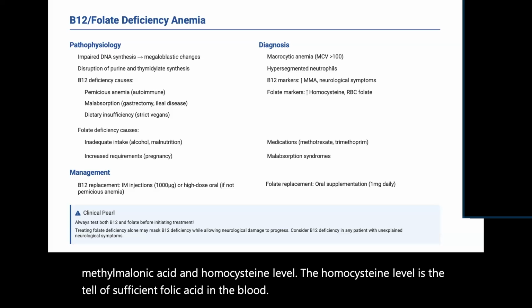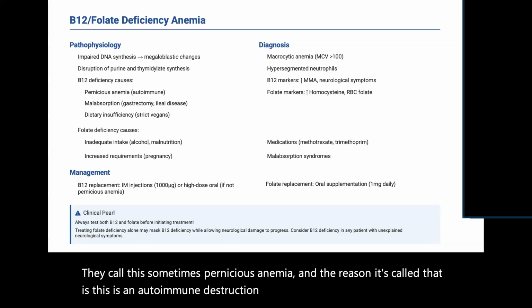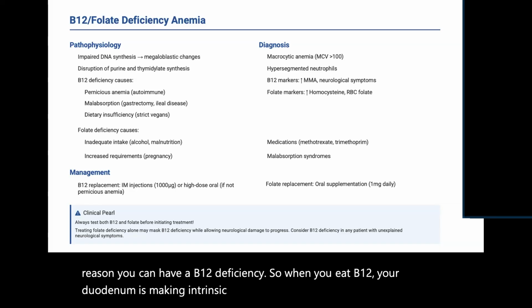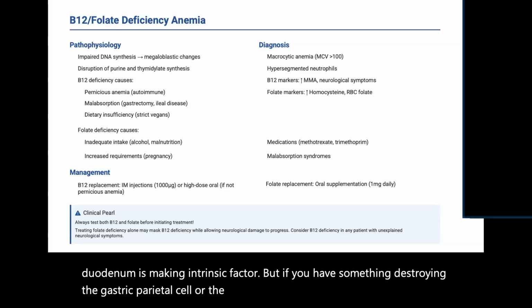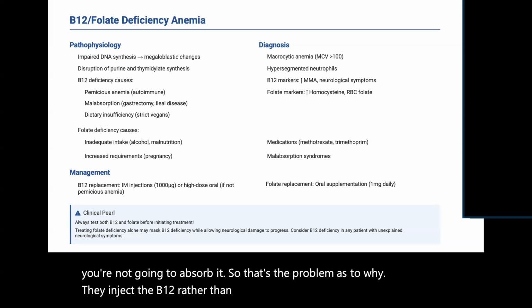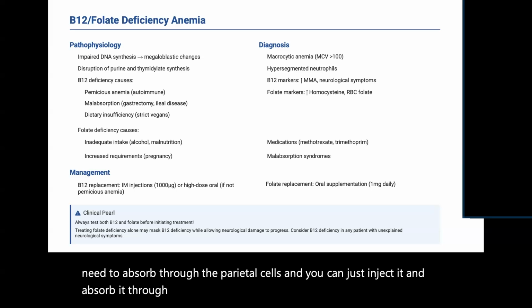They call this sometimes pernicious anemia. And the reason it's called that is this is an autoimmune destruction of gastric parietal cells. That's the reason you can have a B12 deficiency. So when you eat B12, the intrinsic factor is needed for absorption. But if you have something destroying the gastric parietal cell or the intrinsic factor, you can put B12 down there, but you're not going to absorb it. So that's why they inject the B12 rather than give it by mouth, because it bypasses the need to absorb through the parietal cells, and you can just inject it and absorb it through the intramuscular route.